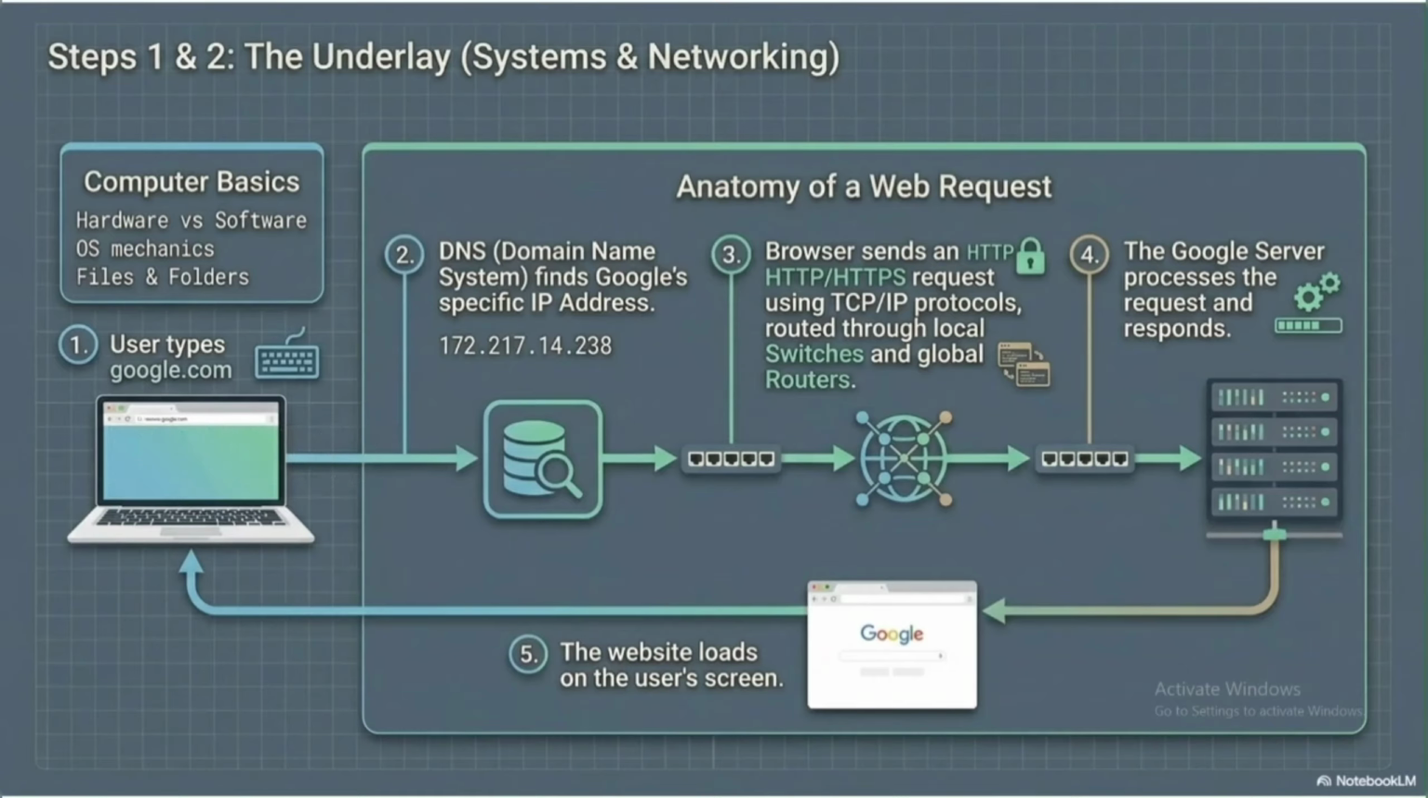And next, the anatomy of a web request. I already told you, right? If you want a clear understanding of how the network works, you should learn about web applications and web protocols. A browser sends an HTTP or HTTPS request using TCP/IP protocols, routed through local switches and global routers. So for that, you have to learn about HTTP, HTTPS, TCP/IP protocols, the OSI layer, what a switch is, what a router is, and how global routers work. These are the kind of questions you should learn.